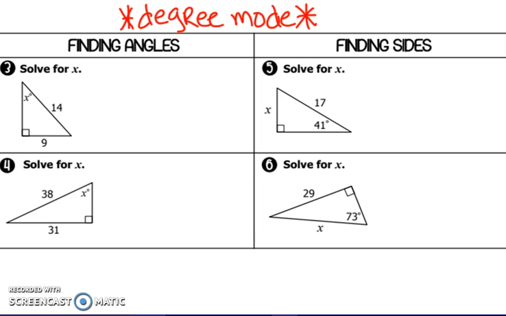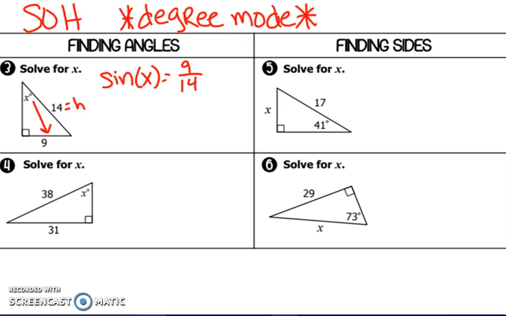Now, when we solve for x, again, it's always SOHCAHTOA. So in this case, it's going to be opposite over hypotenuse. Well, if I look at my angle x, if I look opposite it, it's 9, making 14 my H. So sine of x is equal to 9 over 14.